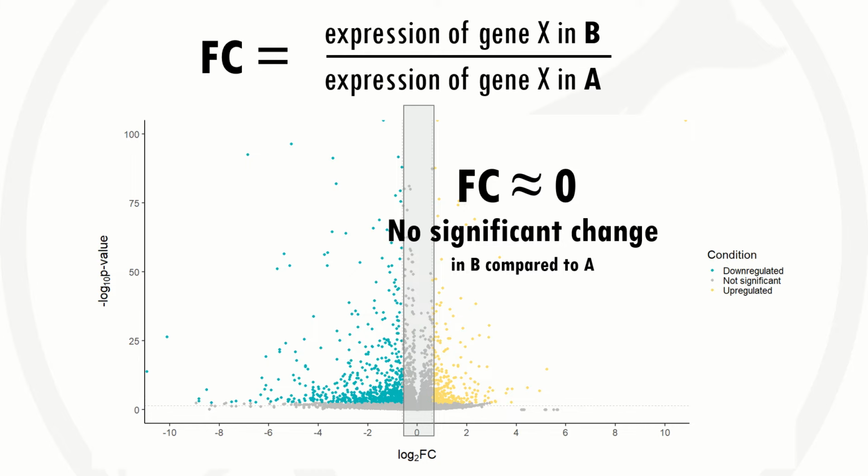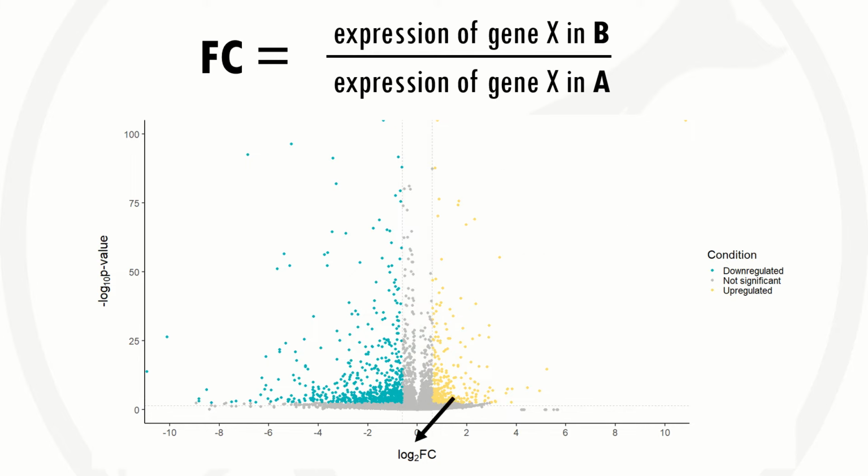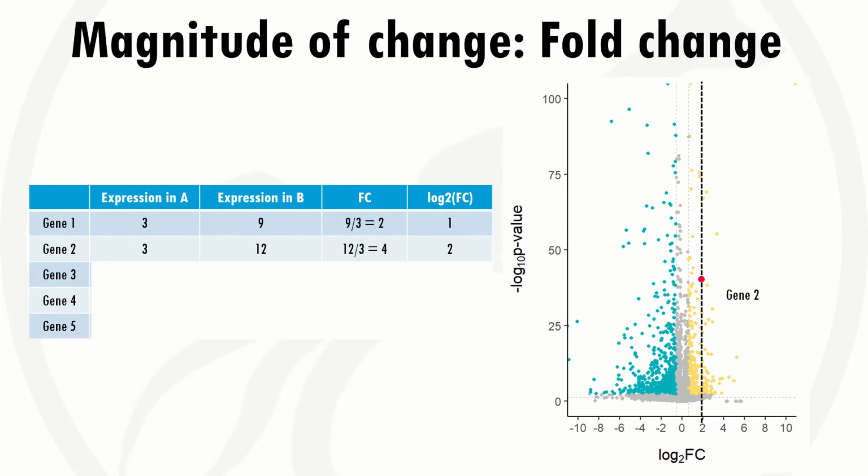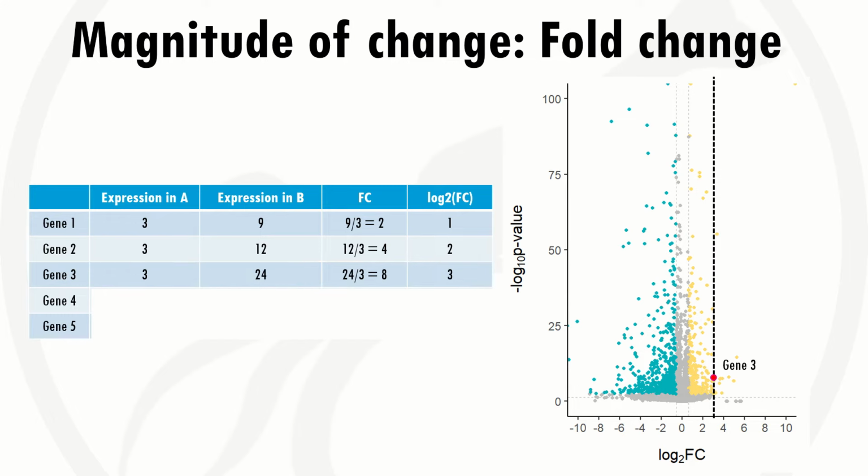Now, you might have noticed that the fold change is usually converted to the logarithm to base 2. This is because it makes things easier to interpret and it's easier to represent a wider range of values. So let's give an example. If the expression of gene 1 is double as intense in group B versus group A, then the fold change is 2, meaning it's twice as big in B than in A. But the log 2 fold change will be 1. If the expression is 4 times as big, then the log 2 fold change is 2. If the expression is 8 times as big, then the log 2 fold change is 3.